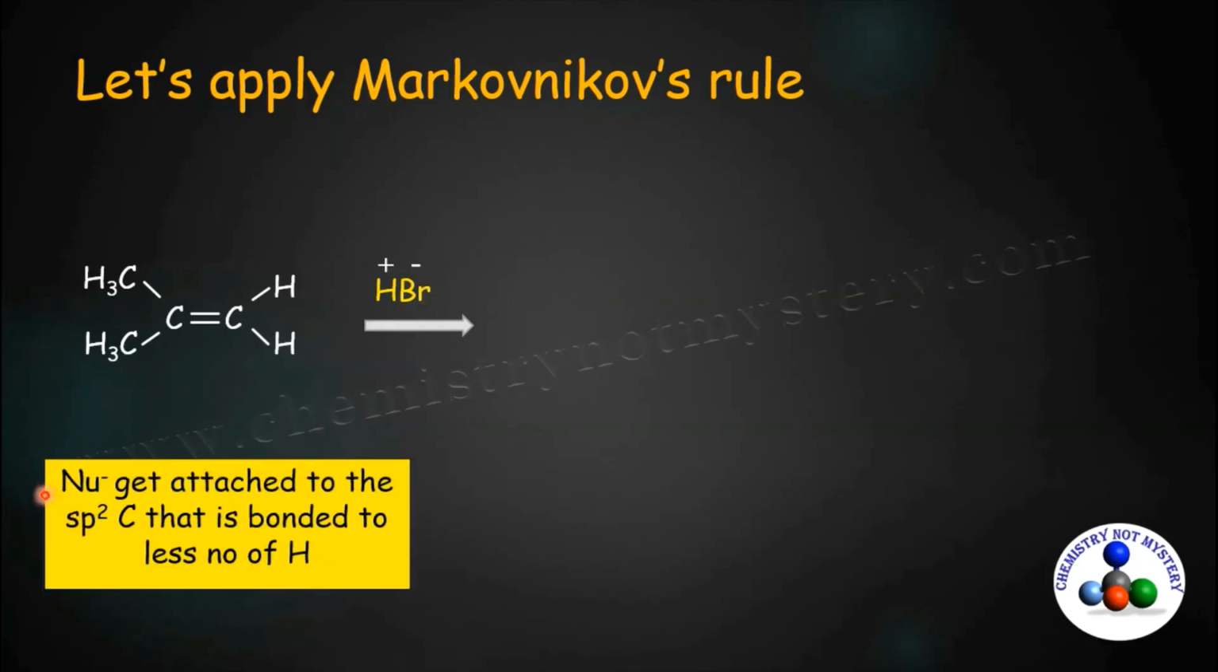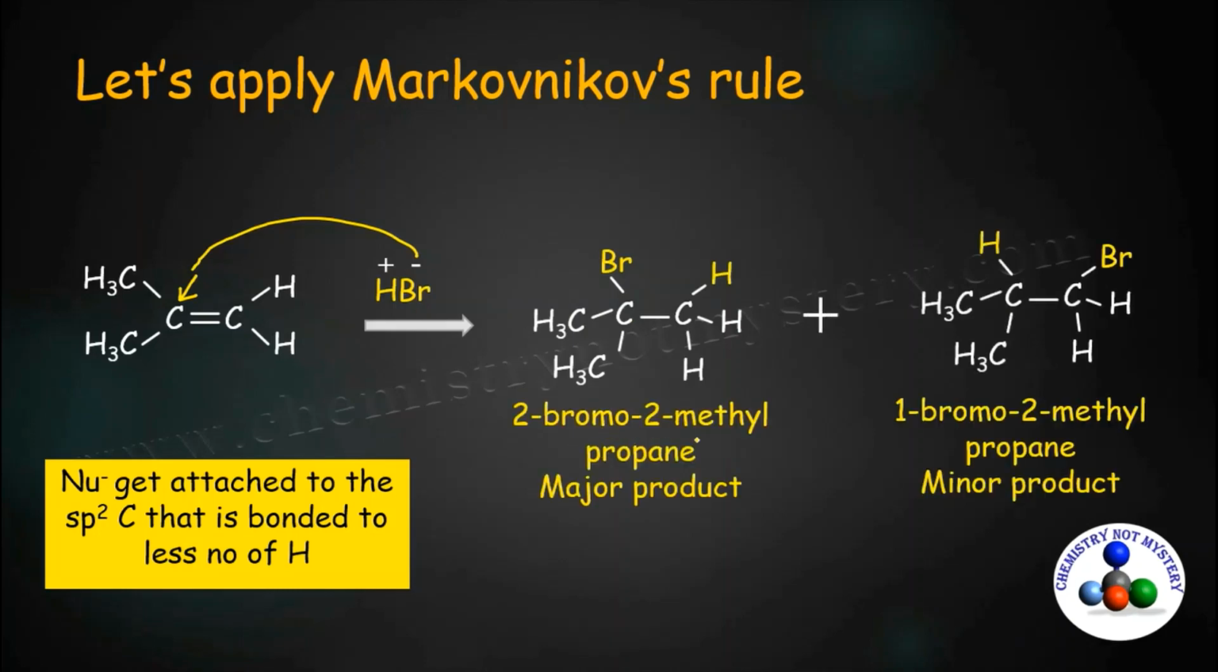And as per the Markovnikov rule, the nucleophile gets attached to the sp2 hybridized carbon that is bonded to less number of hydrogen. So now compare both sp2 hybridized carbons. This sp2 hybridized carbon is bonded to no hydrogen. That means it is bonded to less number of hydrogen as compared to this. So that's why the negative part will get attached to this carbon. And you will get 2-bromo-2-methylpropane as the major product, while you will get 1-bromo-2-methylpropane as a minor product.